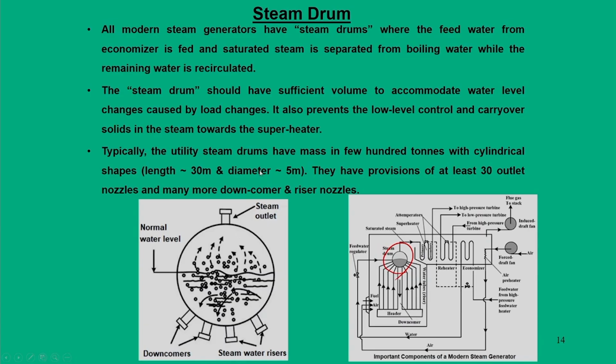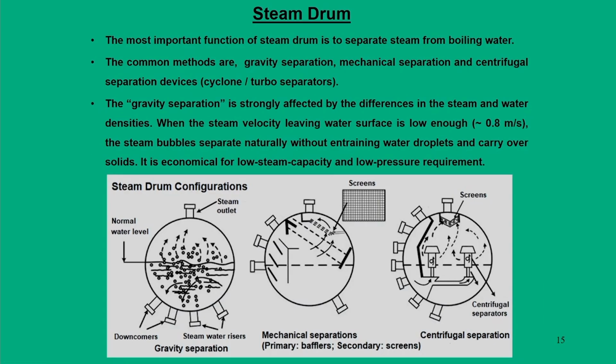Typically the steam drum is cylindrical, with a length of 30 meters and a diameter of 5 meters, and a typical power plant must have at least 30 outlet nozzles and many more downcomers and risers. The water entry into the steam drum comes from the economizer unit. So, the economizer is located somewhere here. One of the important jobs that the steam drum has to do is to separate the steam from the water.